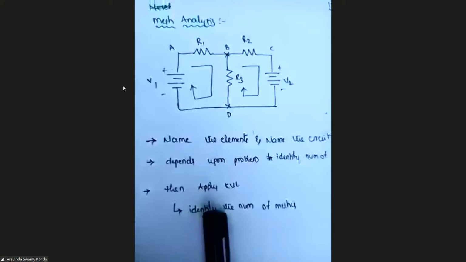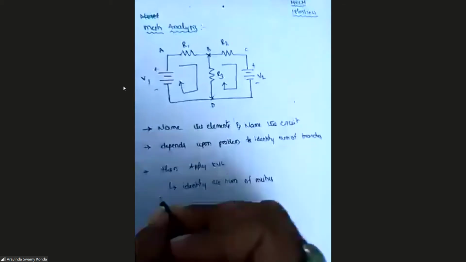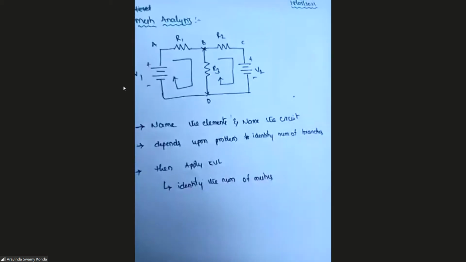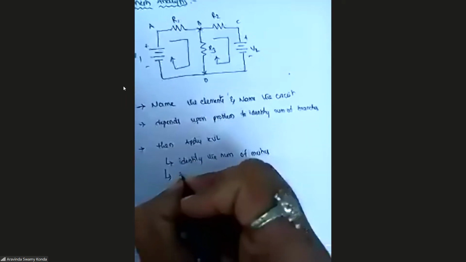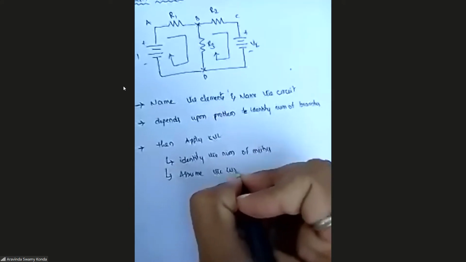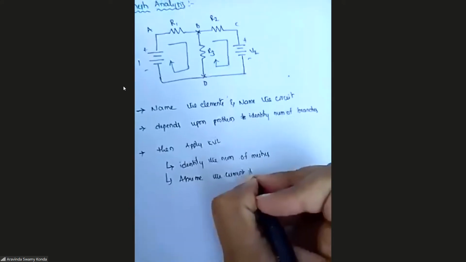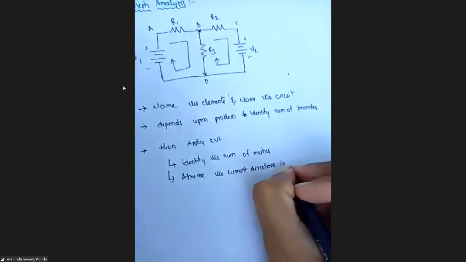So this is the first mesh and this is the other mesh. So next, what do you want to do? Next, identify the number of meshes and then assume the current directions in clockwise.